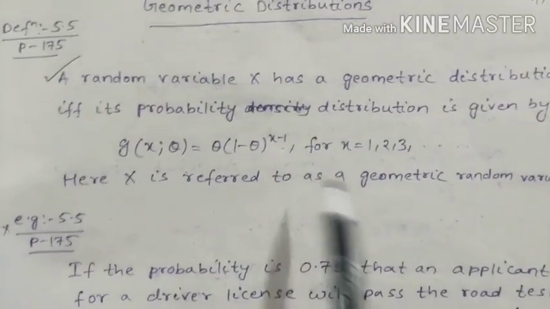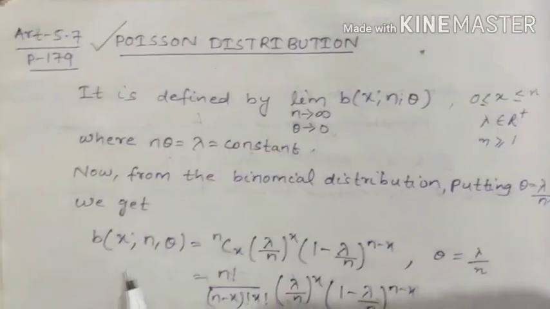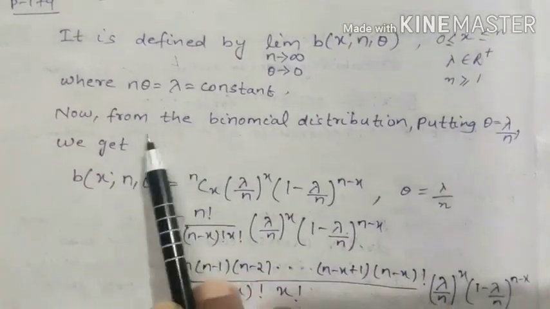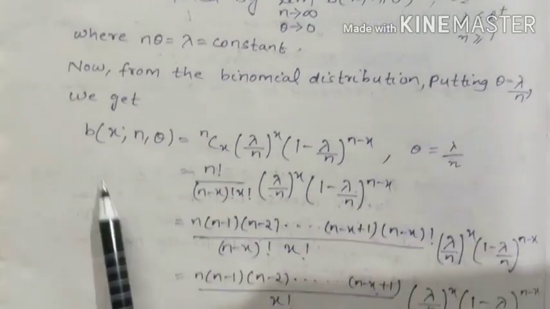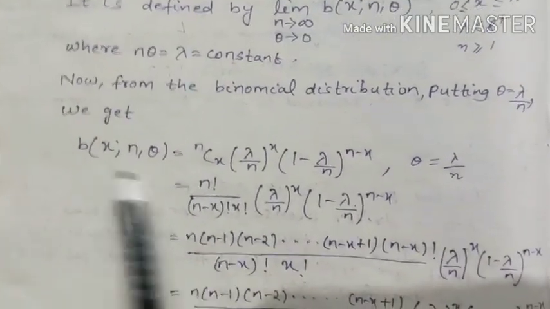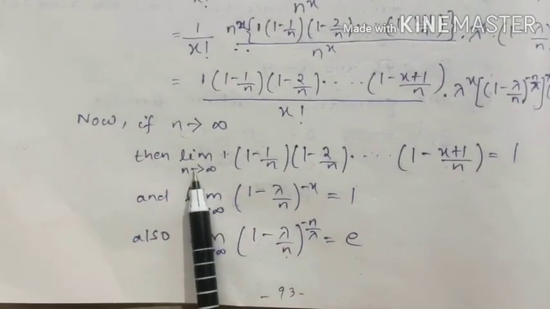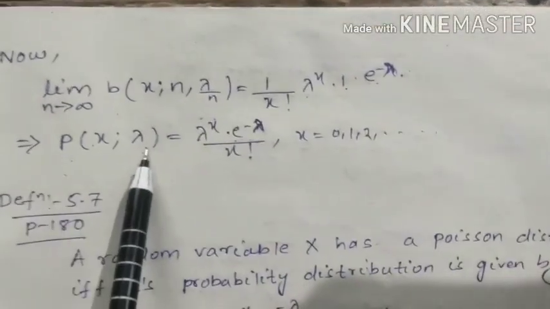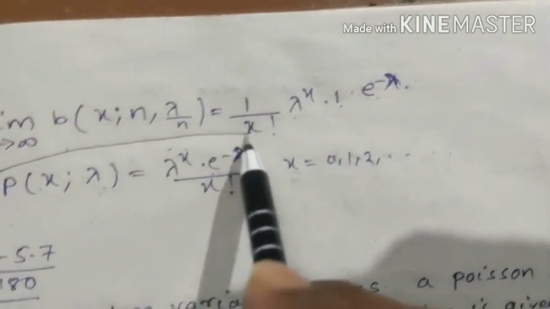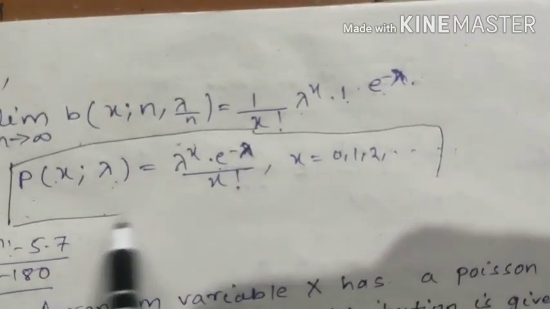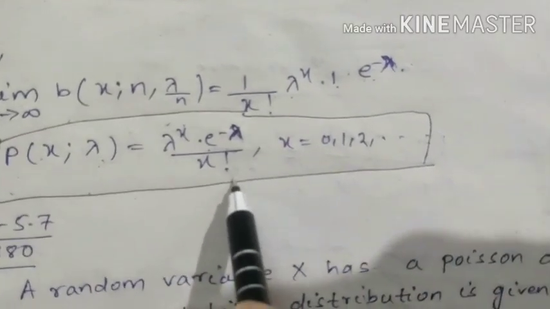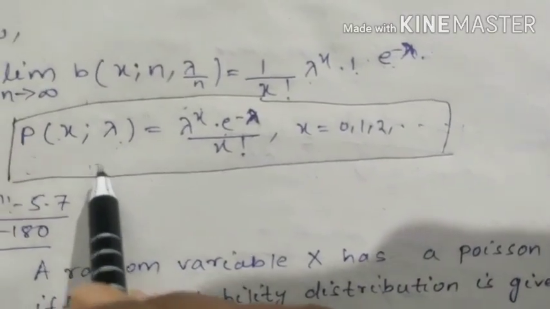Very important, that definition, g of x; theta. How can we find out the Poisson distribution? In the limit n tends to infinity, theta tends to 0, binomial b of x; n, theta, and n theta is equal to lambda. From the binomial distribution, putting theta is equal to lambda by n, and after that, putting the limit n tends to infinity, we get p of x; lambda is equal to lambda to the power x, into e to the power minus lambda, by x factorial. Very important, that is a Poisson distribution.